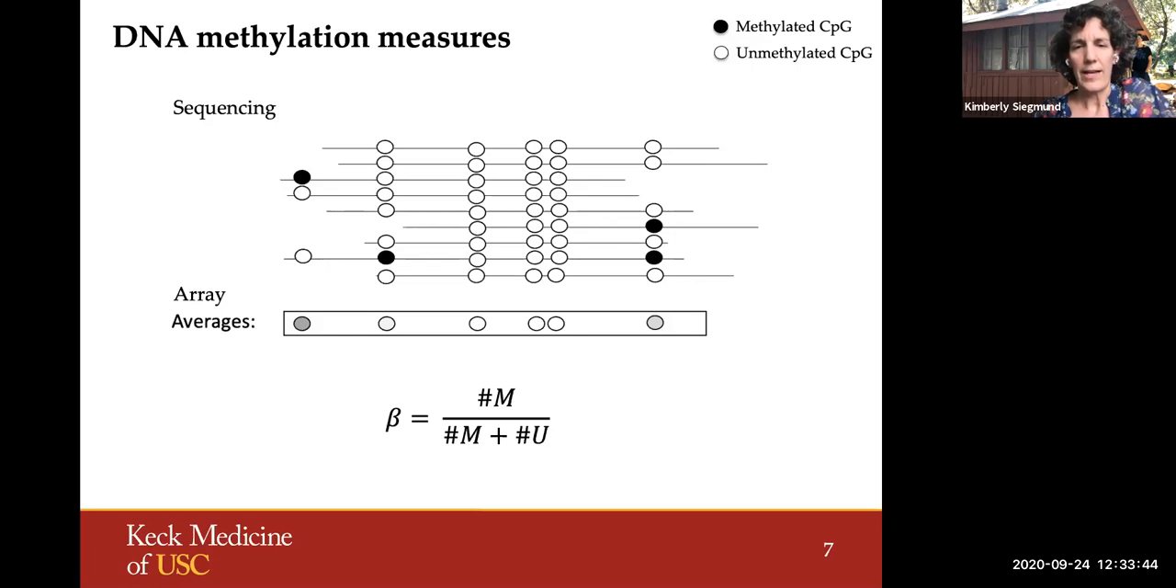Okay, Duncan asks, how were the 450K CpGs on the array chosen? By position relative to genes, by prior knowledge about potential importance to disease?